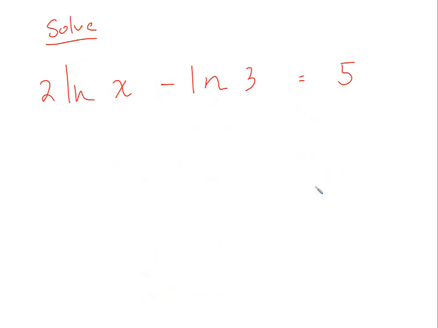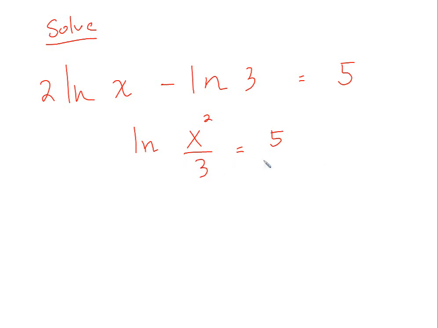Alright, so let's take a look at the next example here. We've got a natural log this time, right? This is not a single natural log, so we have to condense here to make it a single natural log. Sometimes you're going to have to do some work and use the log properties and condense the problems. So over here, if we condense, this would be natural log of x squared divided by 3 is equal to 5.